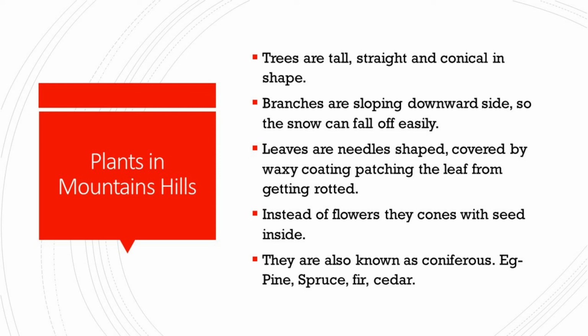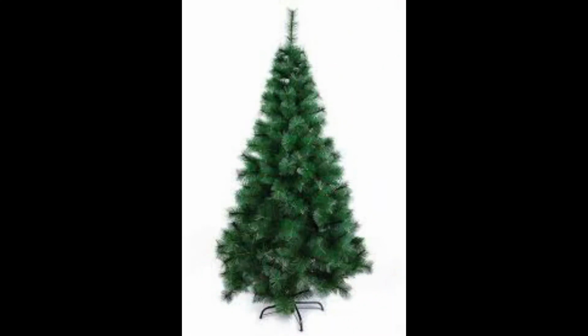Leaves are needle shaped, covered by waxy coating, protecting the leaf from getting rotted. Leaves are covered by waxy coating so that due to cold snow, leaves cannot get rot. Instead of flowers, they have cones with seeds inside. They are also known as conifers, and examples are pine, spruce, fir and cedar.